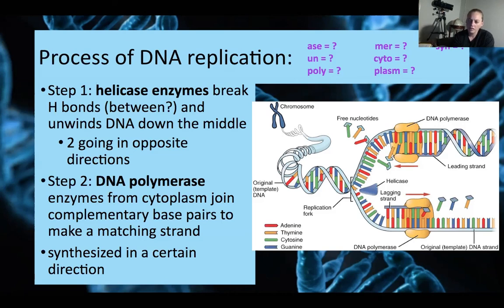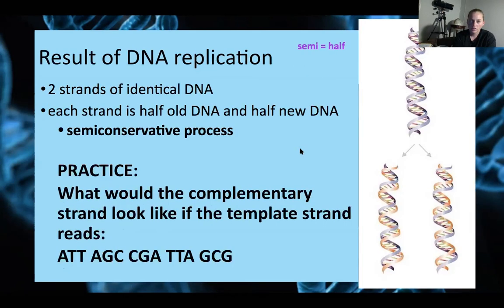Now, DNA is synthesized in a certain direction, but we're not going to worry about that for the purposes of this class. So DNA replication is going to start with one double helix, okay? Helicase is going to run through and rip these hydrogen bonds apart and separate these strands. And DNA polymerase is going to come in and put new nucleotides in based on our base pairing rules, A with T and C with G.